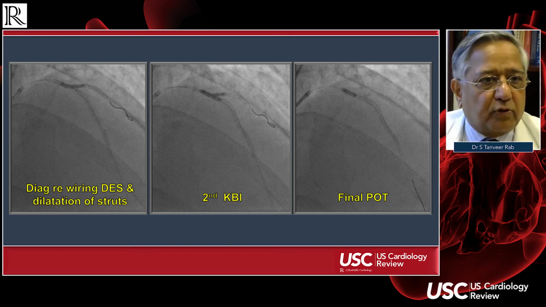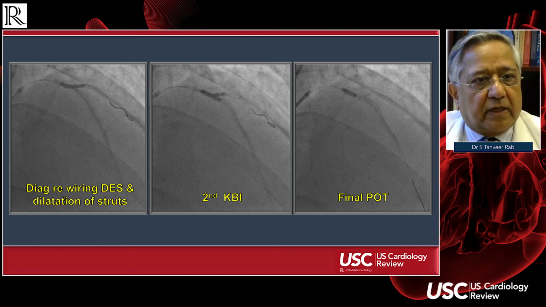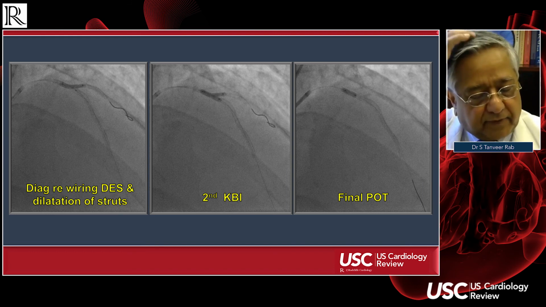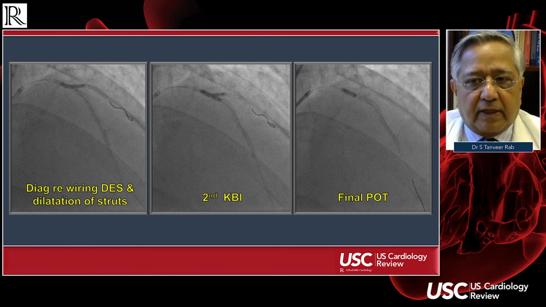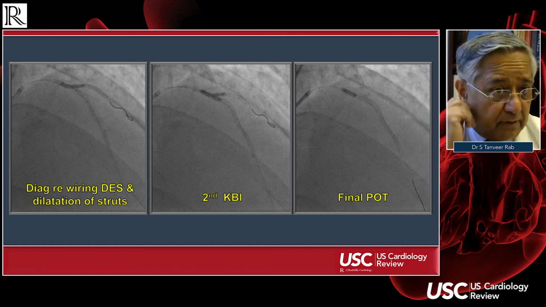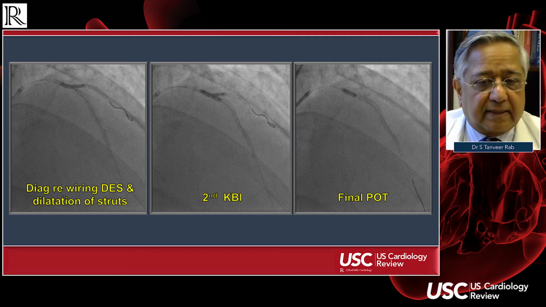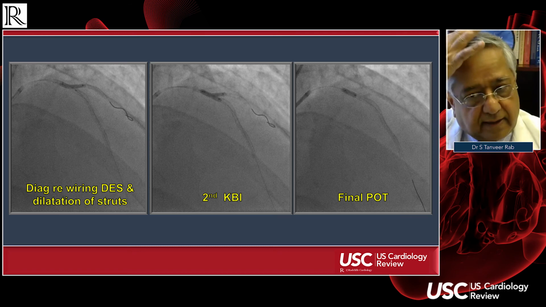But this was the same Runthrough wire, and you recross, and again you leave the balloon in the main vessel and the LAD, recross again, go to high pressure like 16, deflate, then go to high pressure in the main vessel 16, deflate, again do simultaneous kissing balloon inflation to 12, and then deflate simultaneously. And then you can pull the hardware out of the side branch and do a final POT with the same Trio non-compliant balloons. Okay, so we have done the second kissing balloon inflation, so it's a double kiss and re-POT. And we're going to final POT.